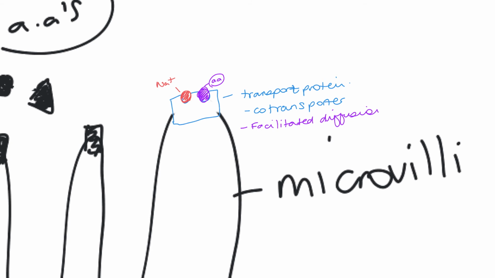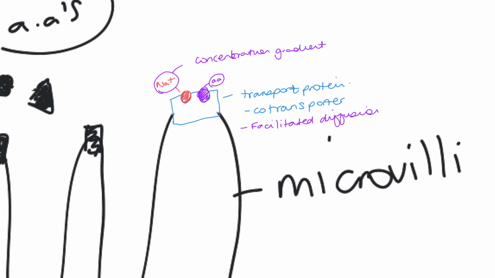That means that it's moving down a concentration gradient. The concentration gradient is of the sodium ion. So the sodium ion is moving down its concentration gradient. And as it moves, it's bringing the amino acid with it. So the amino acid is being drawn alongside the sodium ion as the sodium ion moves down its concentration gradient. So the absorption of amino acids is reliant on generating a sodium ion concentration gradient.